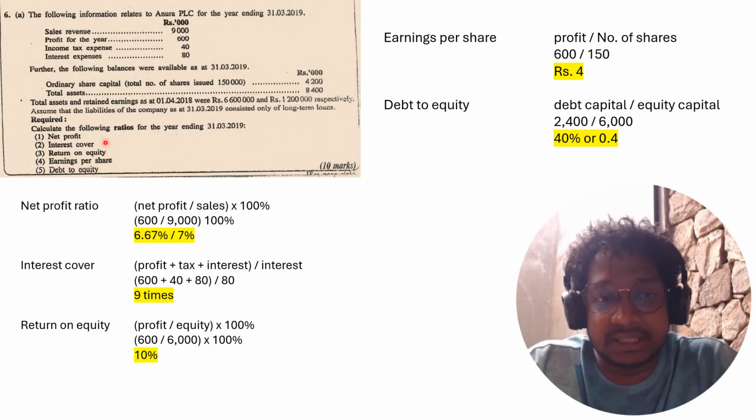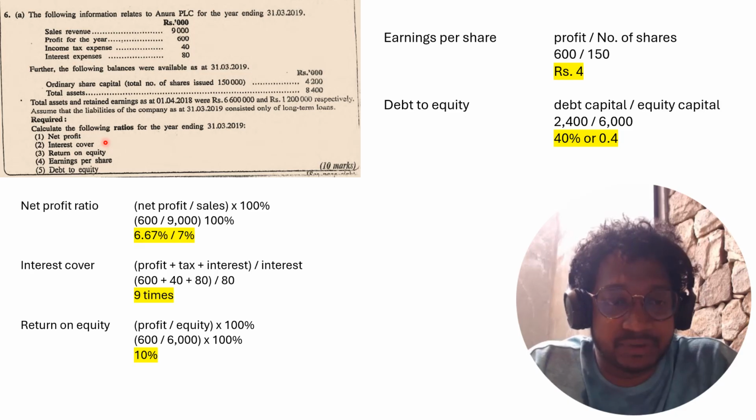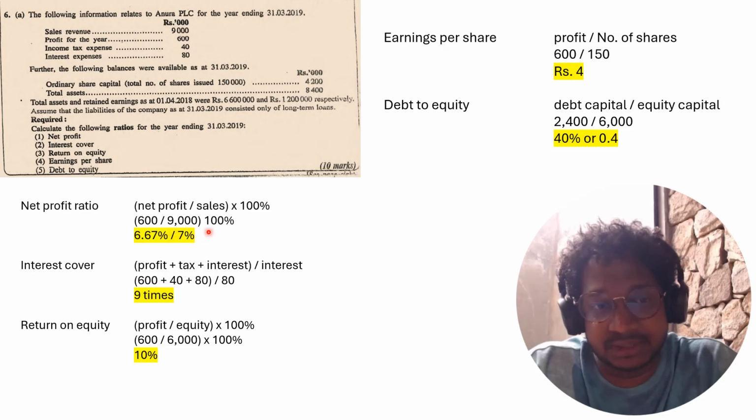And then they are asking to calculate the following ratios: net profit ratio, interest cover ratio, return on equity, earnings per share, and debt to equity ratio. So to find out the net profit ratio, net profit divided by sales into 100%. Here, the profit for the year is given as 600, and the sales are 9 million. So 600 divided by 9 million into 100%. So your net profit ratio is 6.6%, or otherwise it can be presented as 7%.